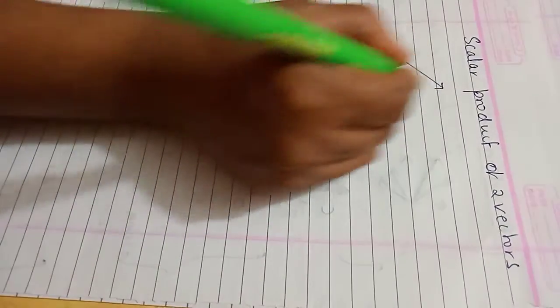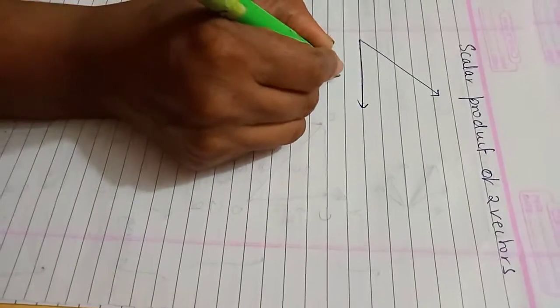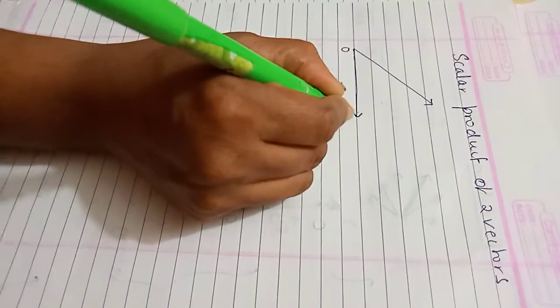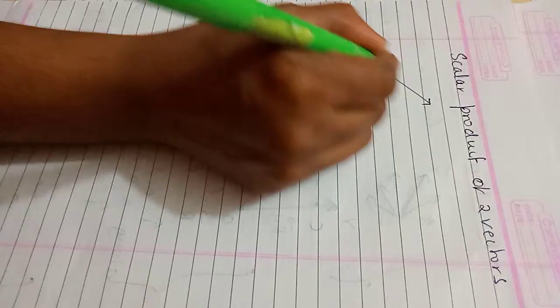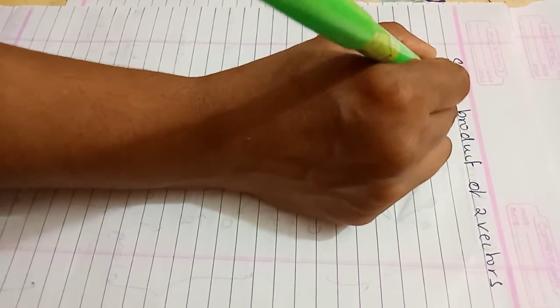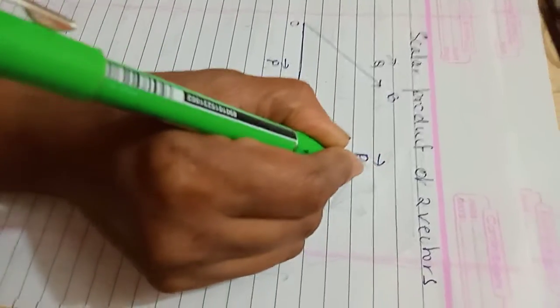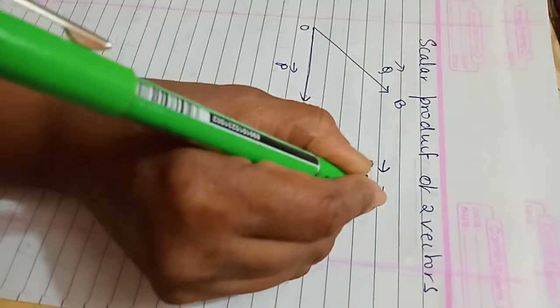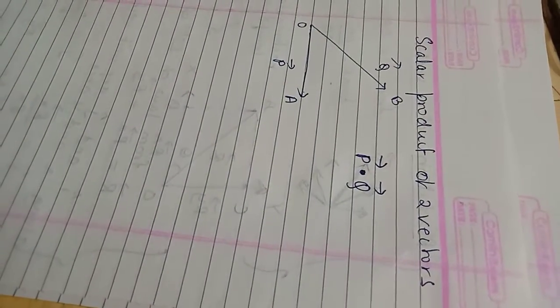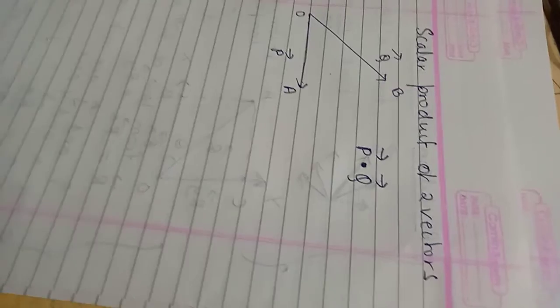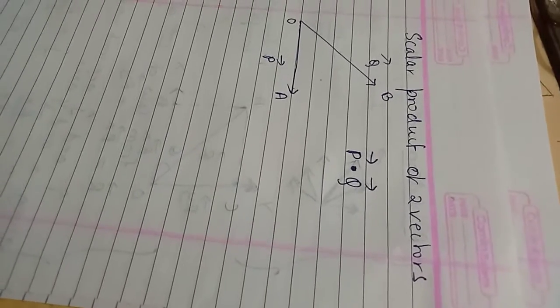Vector P represented in magnitude and direction by OA, and vector Q represented in magnitude and direction by OB. Then scalar product of two vectors is always represented by P dot Q. Scalar product is always represented by the formula P dot Q. Okay, what is scalar product? How do you write the formula?